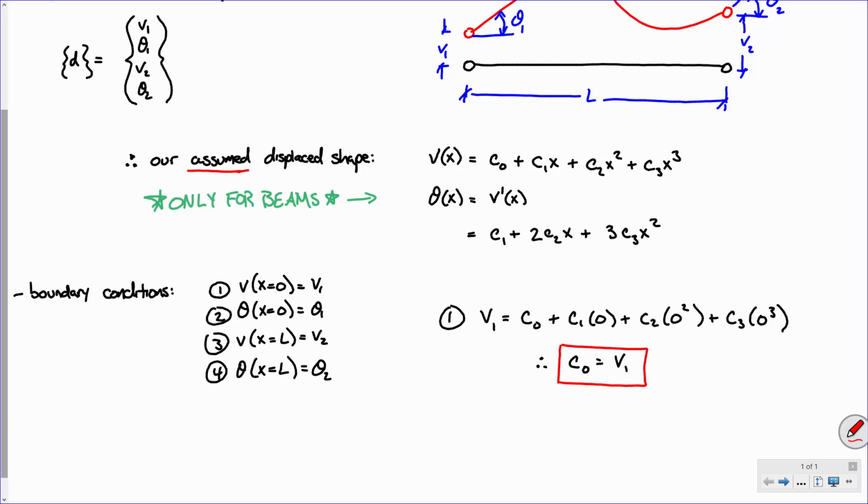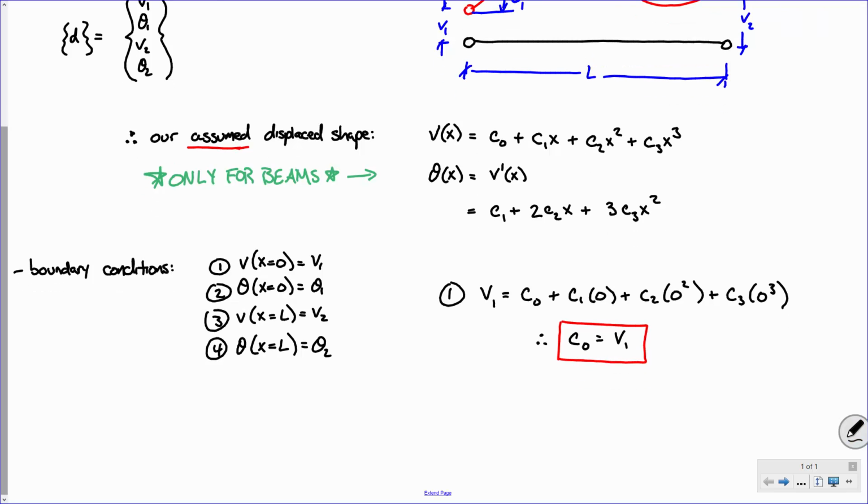Kind of big. That's a good one, right? That's number 1. What about number 2? Now, number 2, we use the derivative function. So instead, I'm looking at this one down here, the C1 plus 2C2x plus 3C3x squared. And I set x equals 0, and I set the whole thing equal to theta 1, right?